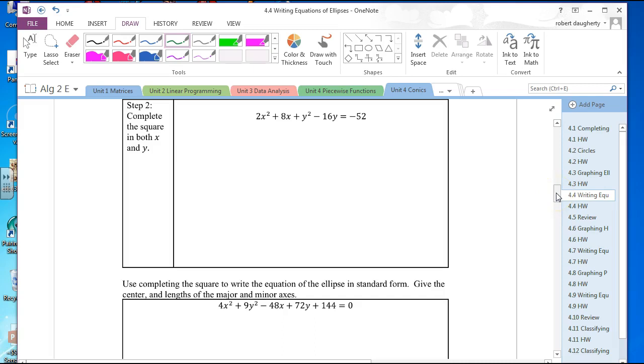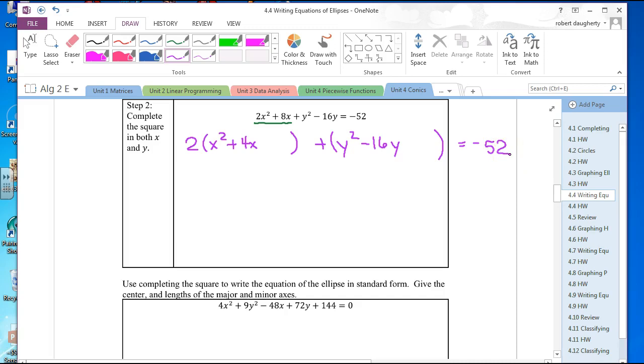So all I did here, I moved that 52 from the left side to the right side. It became a minus. Now, in order to complete the square, what do I have to factor there? Yeah, whatever's in front of the x squared has to be factored. So I'm going to write this as 2 times x squared plus what? 4x. And I'm going to leave space. Plus y squared minus 16y. I'm going to leave some space, equal negative 52.